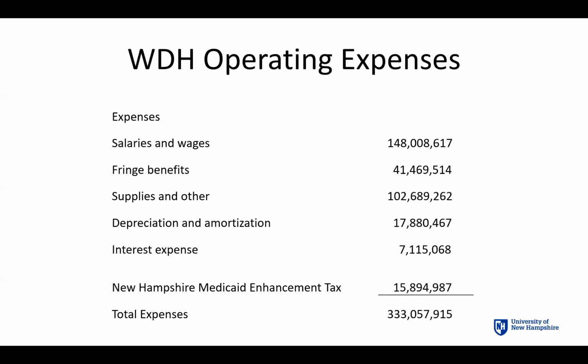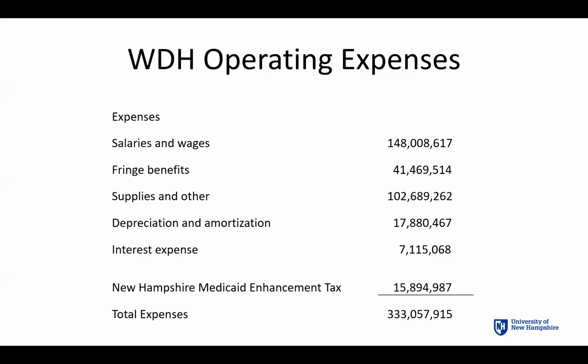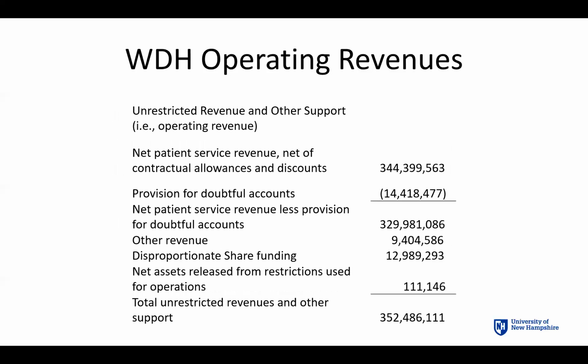And then I told you to hold in your mind for a moment the dish payment and the idea that what the government giveth, the government can taketh away. So the way that dish payments are funded, in part in New Hampshire, is the state writes a check for the dish payment of 12.9 million, and then it taxes hospitals to fund the dish payments. And so in this case, Wentworth paid 15.8 million in New Hampshire Medicaid enhancement tax, and they received 12.9 million in dish funding.